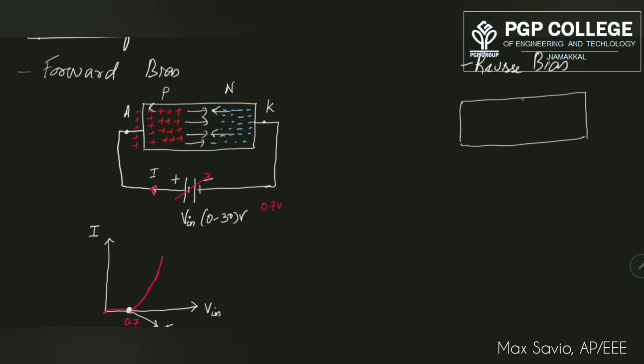Let me draw the p-n junction diode like this. This is the anode, the p-type, and this is the n-type. Now I'm going to reverse my terminals. I reverse my battery so that I connect my anode to the negative of the battery and the cathode to the positive of the battery.